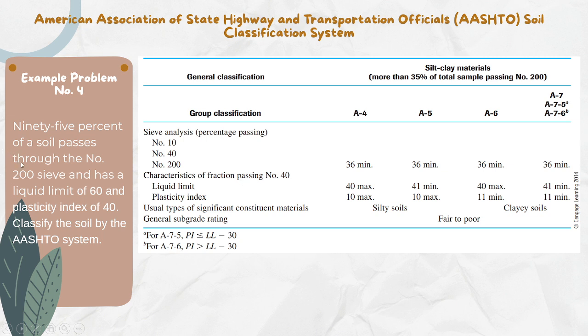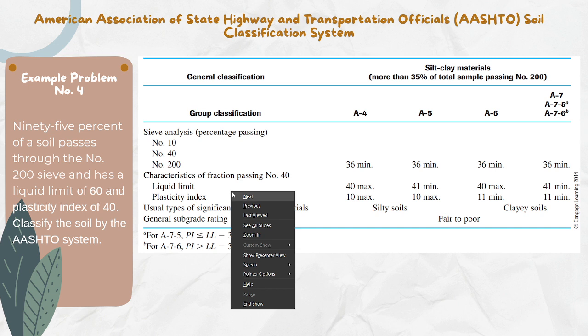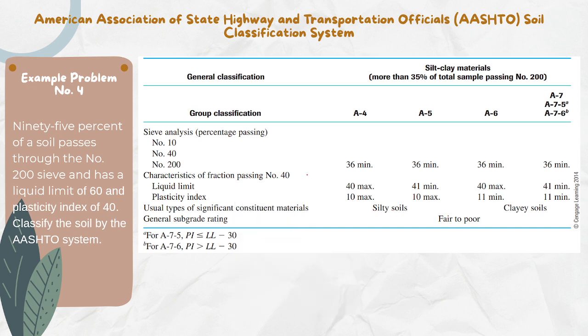And for another example problem, 95% of the soil passes through the number 200 sieve and has a liquid limit of 60 and a plasticity index of 40. So, classify the soil by the AASHTO system. There is no requirement for the number 10 and 40 sieves. And then, for the number 200 sieve, 36 minimum, okay. This is just the minimum. And 95 is a lot greater than 36. So, we're okay with this.